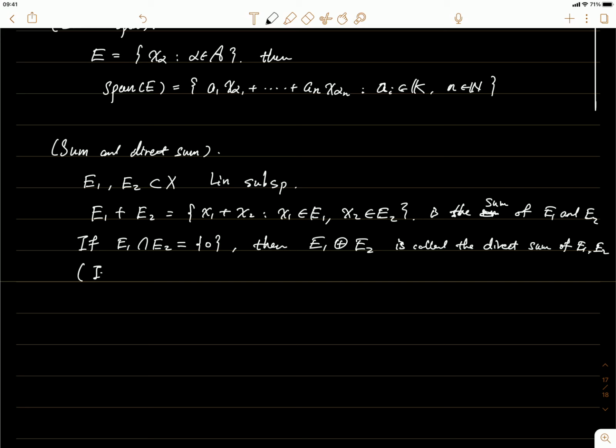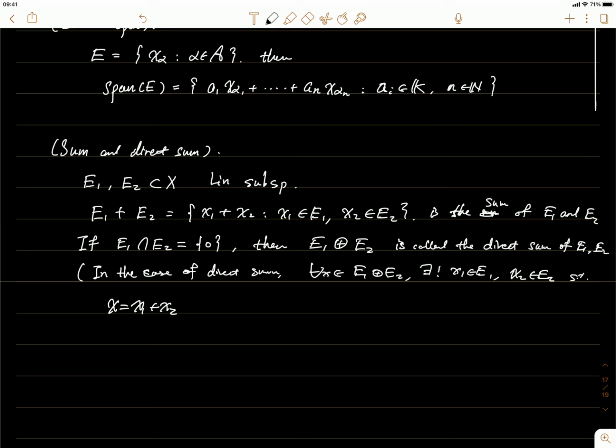So in the case of direct sum, for any x in E1 plus E2, there exist unique x1 from E1 and x2 from E2 such that x is equal to x1 plus x2. Okay, so this is not true in the general case, but if E1 and E2 only intersect at 0, then the decomposition of any element in the direct sum must be unique. You must be able to write it in this way.